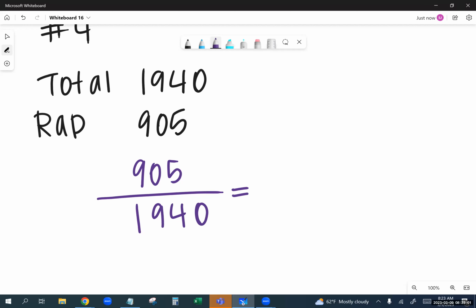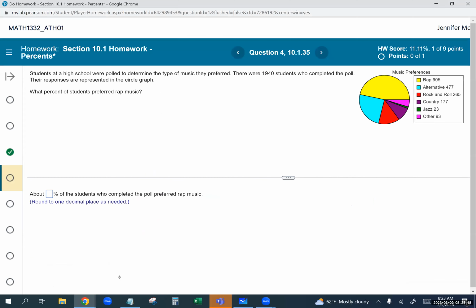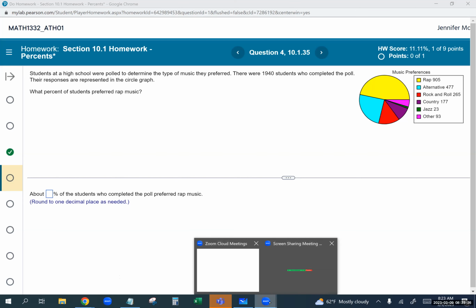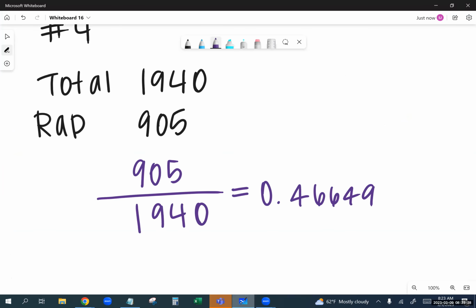And whenever you do this, you're going to end up getting 0.46649, and it continues. I always write about 5 numbers, just so my rounding is as close to being correct as possible. Whenever I look at the homework, I'm going to switch real quick. It says about blank percent of the students who completed the poll preferred rap music, round to 1 decimal place. I'm just trying to figure out what button to push. Yep. So round to 1 decimal place.